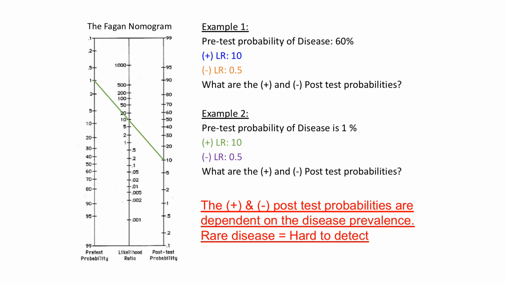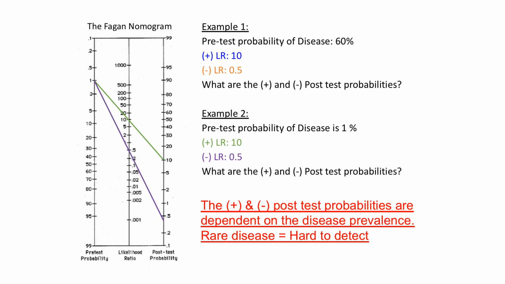Using the same positive likelihood ratio of 10, we use the Fagan Nomogram. And as you can see, a straight line drawn from 1 through a positive likelihood ratio of 10 ends up on the number 10. This is the positive post-test probability. This means that there's a 10% chance that this person who is tested positive has the disease.